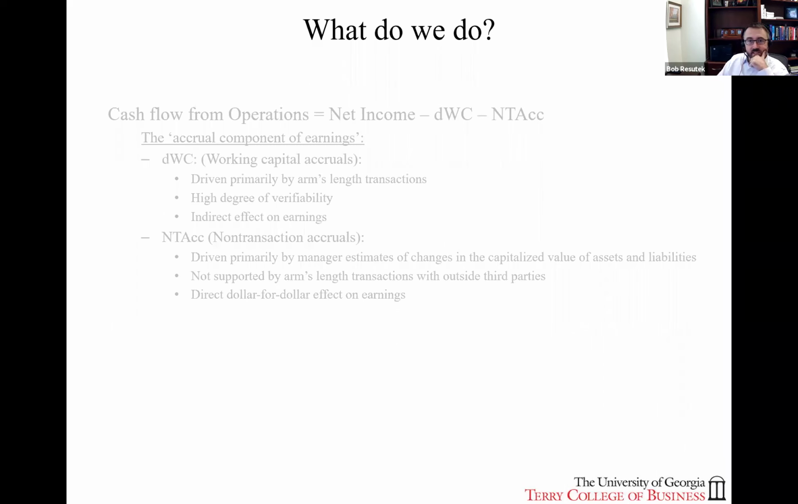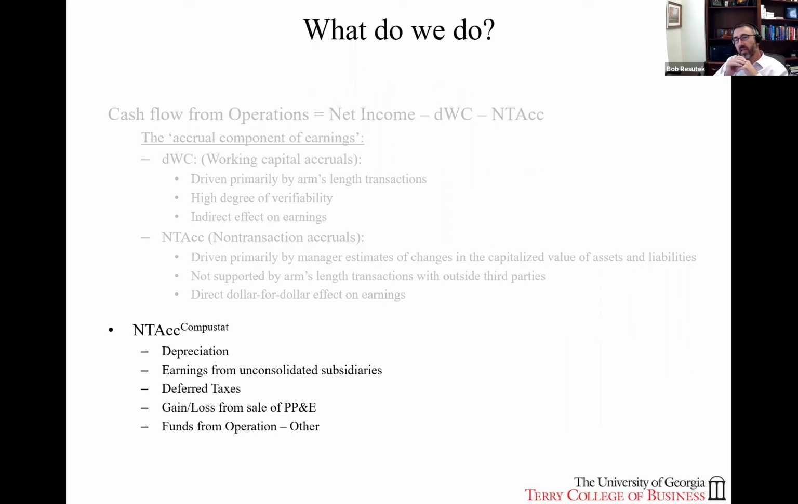So why don't we test this? The way CompuStat lays this out, and I'm sure this is just a function of the way they built up over time, non-transaction accruals, there's basically 4 to 5 items, depending upon how you want to think about it. You've got your depreciation and amortization. Then you have your earnings from unconsolidated subs, deferred taxes, gain and loss from sale of PP&E. Those are pretty straightforward. And then we have the item that we're interested in, which is sort of the catch-all, funds from operation other. So this item is basically any sort of reconciling item that doesn't fit neatly into the other 3 or 4 categories.